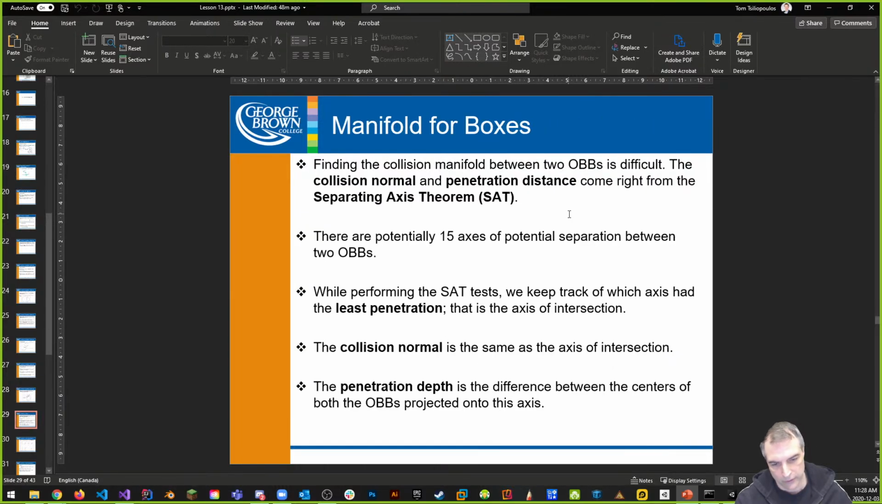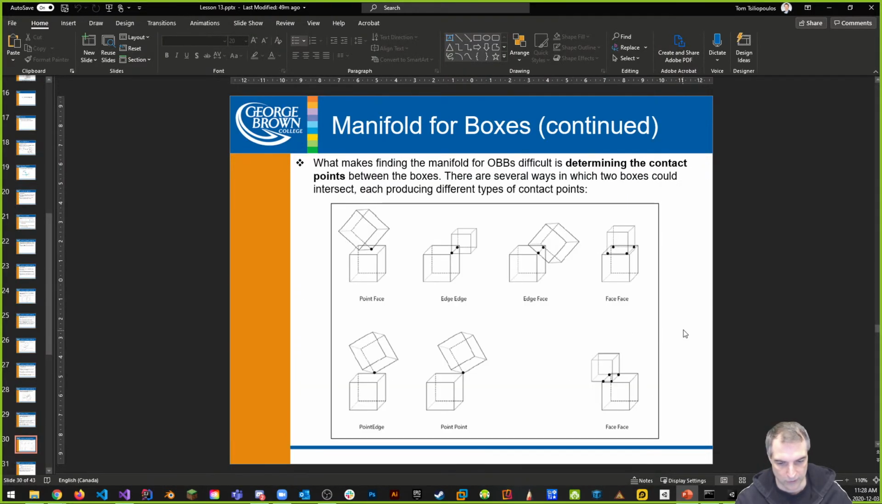A lot of times what we want to use when it comes to OBBs, because it's very difficult, like it says here, is that the collision normal and penetration distance come right from the separating axis theorem. Usually with OBBs we try to use SAT, because SAT is more accurate. The challenge with SAT, especially in 3D, in 2D it was challenging, but in 3D, is that there are 15 axes of potential separation between two OBBs. So these are different kinds of possibilities: point and face, edge and face, edge and edge, and a bunch of different ones. Lots and lots of different possibilities.